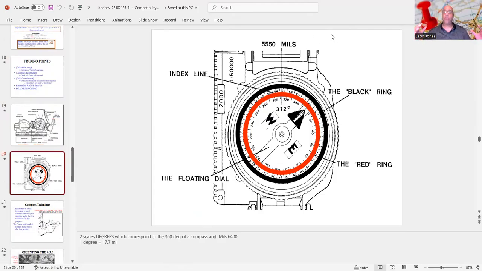Well, a mil is used for shooting a weapon. That's a unit for shooting a weapon. Like if I'm going to set up an M60, well, I need to know how many mils this gun can shoot. So you have your mils, your maps have mils, and this is what your Army maps have on it. This is where they plan to hit certain targets. And you have your index line, the black ring, the red ring, the floating dial.